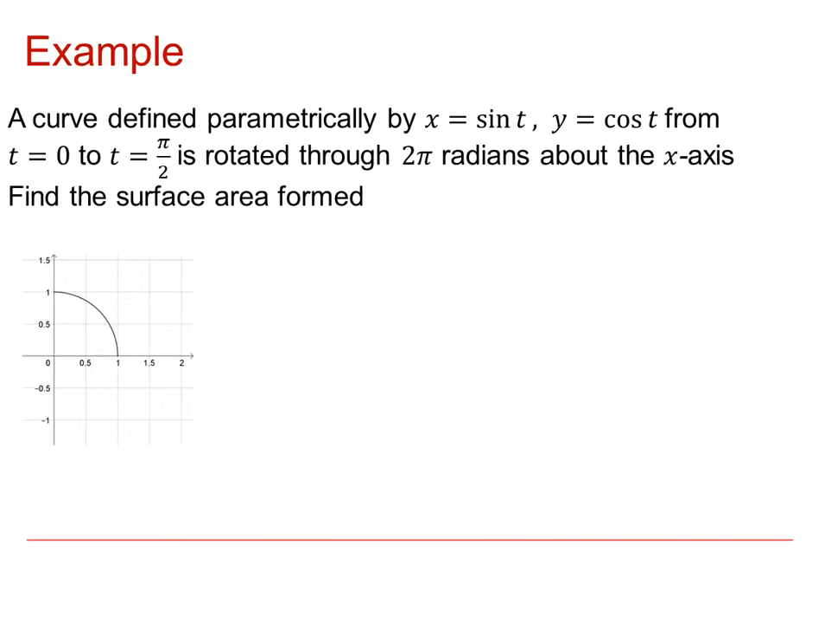Let's consider this curve then, which has been defined parametrically by x equals sine t and y equals cos t from t equal to 0 to t equal to pi by 2. So if we look at the curve, this point here will be at t equal to 0, where we've got cos 0 equal to 1 and sine 0 equal to 0, and here we have t equal to pi by 2. We're going to rotate that through 2 pi radians around the x-axis, and we want to calculate the surface area.